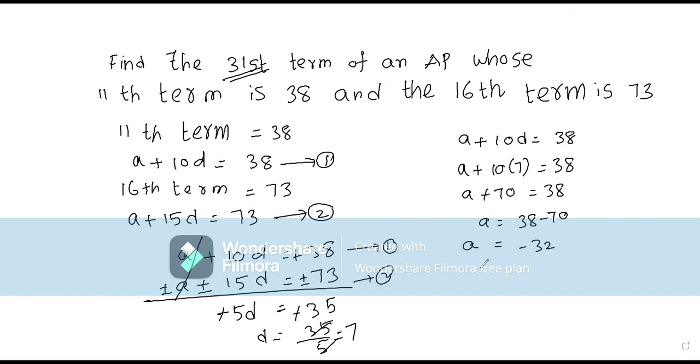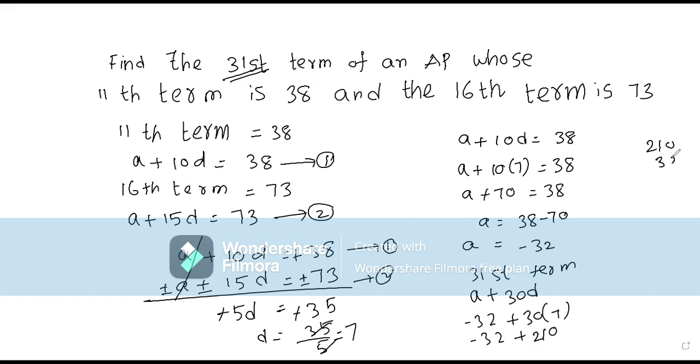Our question is, we have to find the 31st term. The 31st term is written as A plus 30D. A is minus 32 plus 30, D value is 7. So minus 32 plus 30 into 7, 210. Now we have to subtract 32 from 210. 10 minus 2, 8. 10 minus 3, 7, 1. That is 178. 210 is larger than 32, so plus symbol. 178 is the 31st term of this given series.